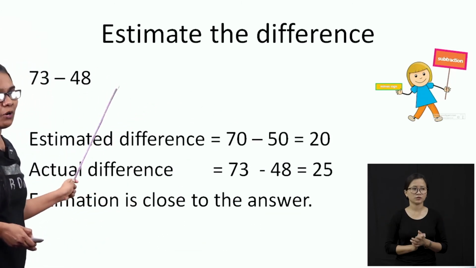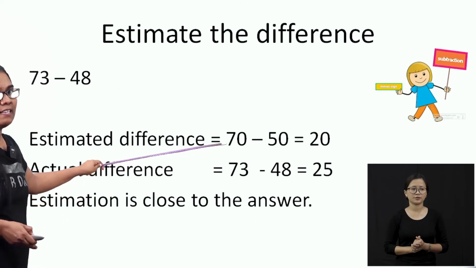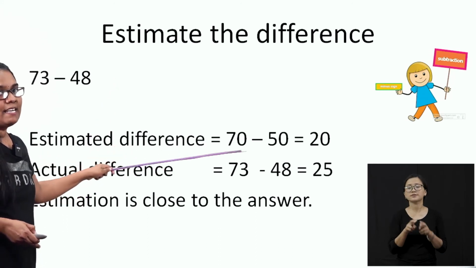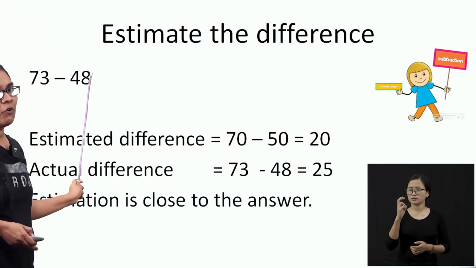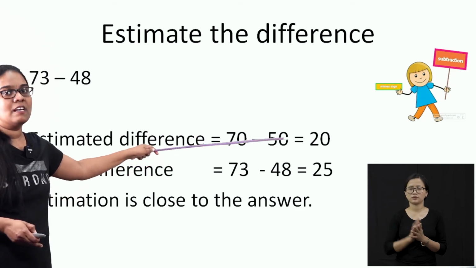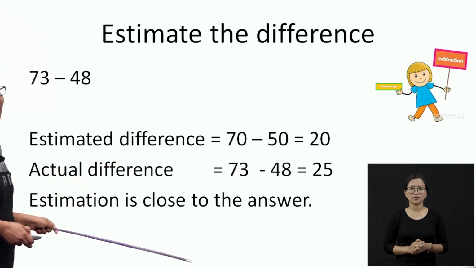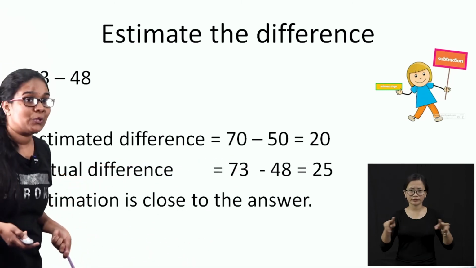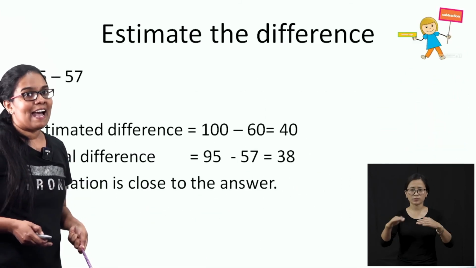73 minus 48. Here we can see the estimated difference is 20. That is, 73 we can estimate as 70 and 48 we can estimate as 50. So the estimated difference is 20. Then the actual difference is 25. So the estimation is close to the answer.